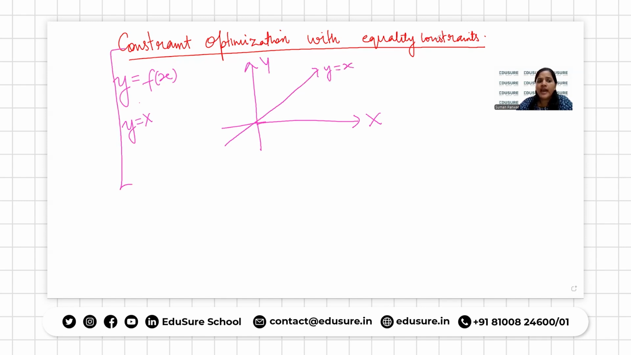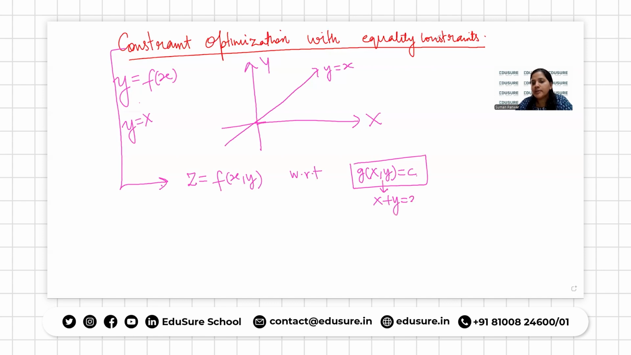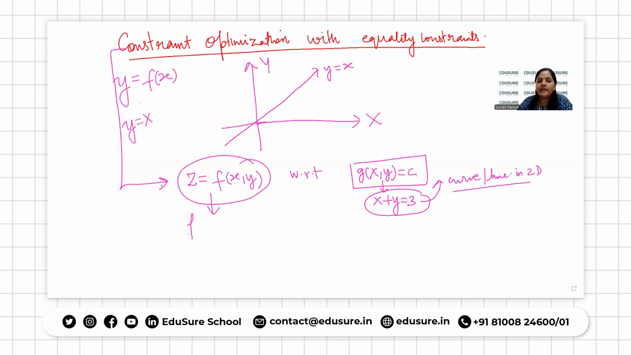Here, we have constraint optimization of a function of two variables. So z will be a function of two variables with respect to an equality constraint like this, g(x,y) is a constant. So here I will be having an expression in two variables, for example, x plus y equals 3. So this is a diagram, or this is a curve or a line in 2D. And this is going to be a figure in 3D.